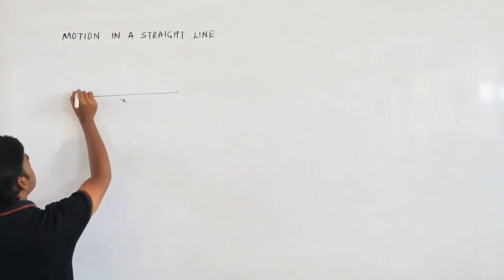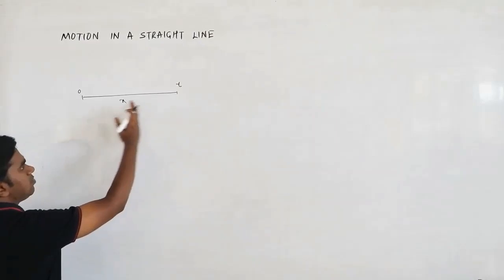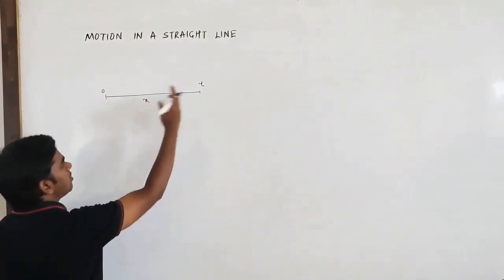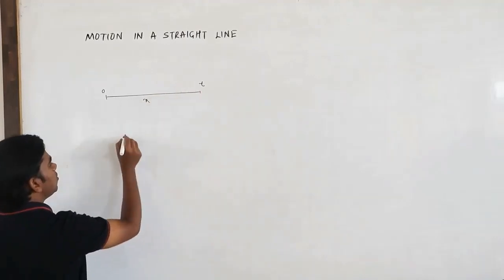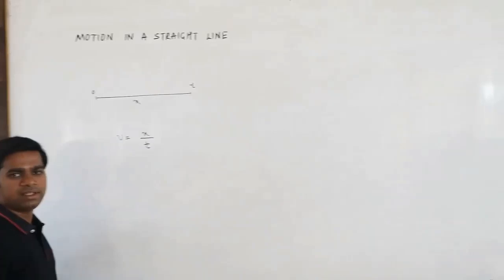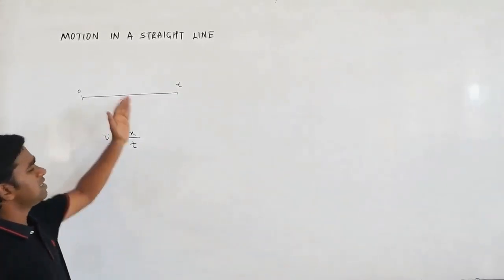Okay, so take the time t from 0 to t. If it is having some constant velocity and it goes here, it is not changing continuously. Your velocity will change somewhere here. So what you will take: velocity equals distance divided by time.